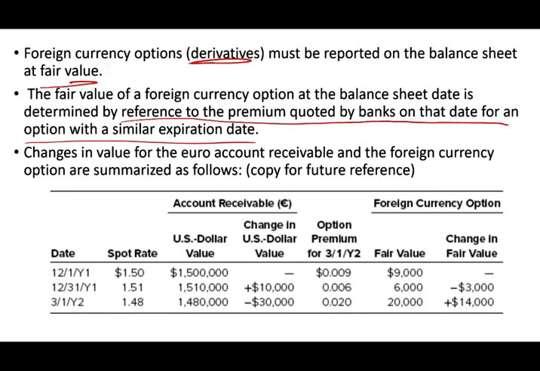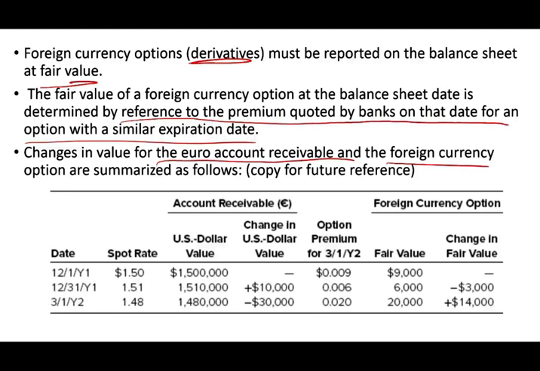The option by itself has a market value. That's the hedging instrument. The hedged item is the account receivable. You're hedging your account receivable with an option. So the change in value for the euro account receivable and the foreign currency option are summarized below. What I suggest you do, if you don't have the PowerPoint slides, is take those numbers down, because when I'm working the journal entries, I cannot keep referencing back and forth to this.